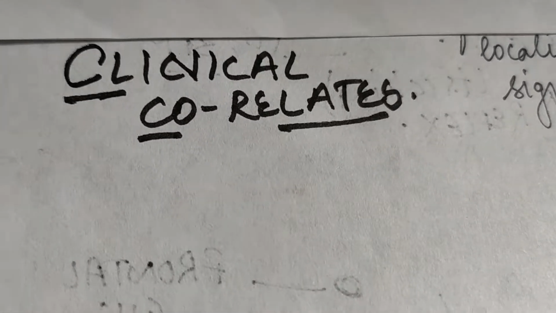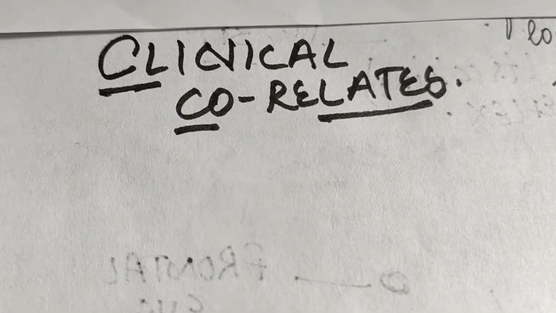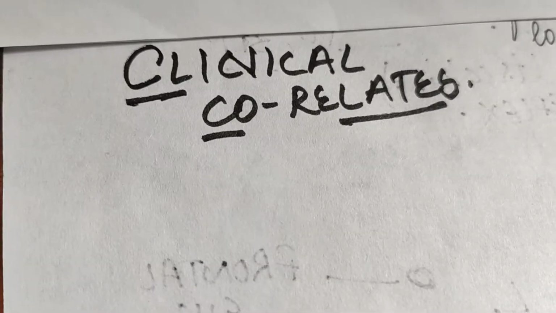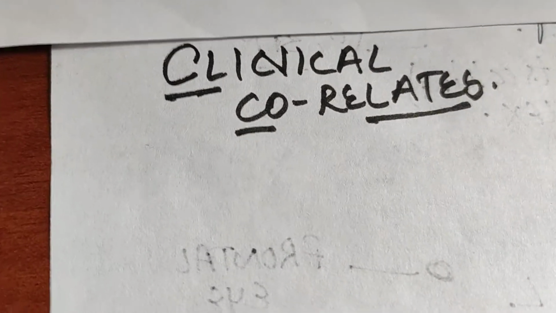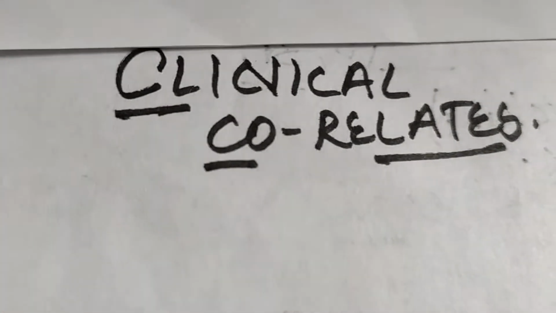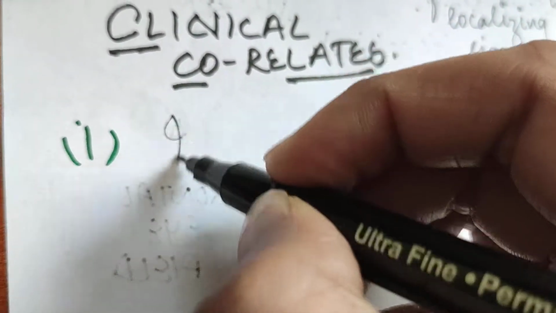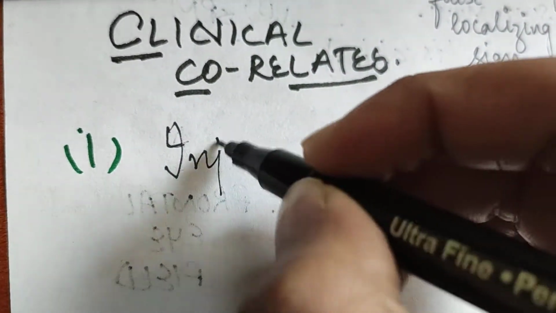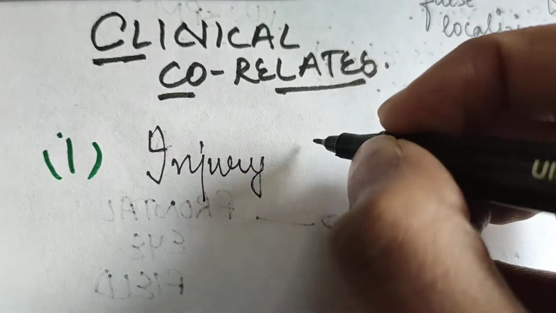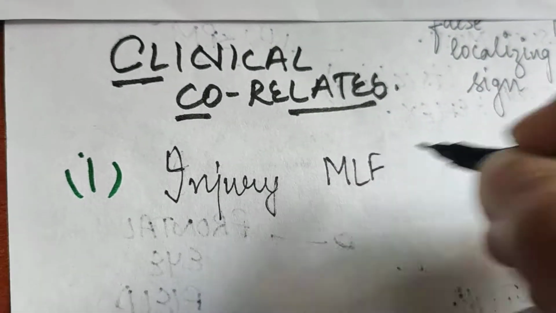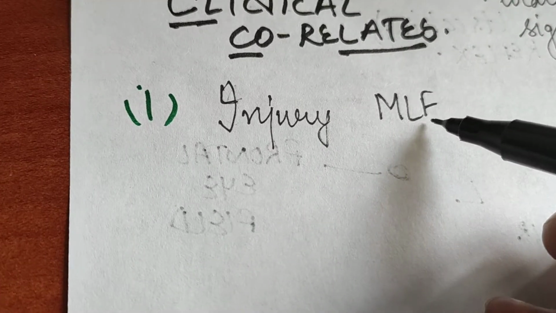Now we'll discuss the clinical correlates of the conjugate eye movements and the neural regulation of this conjugate eye movement, any damage or any kind of things we'll discuss now. So let's get started. Firstly, if there is injury to the MLF. What was MLF? That was medial longitudinal fasciculus.